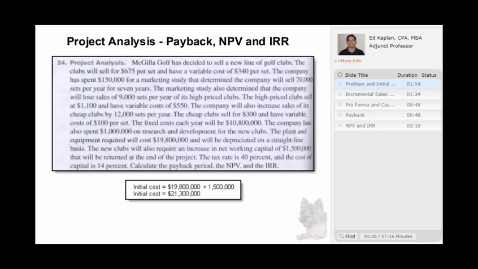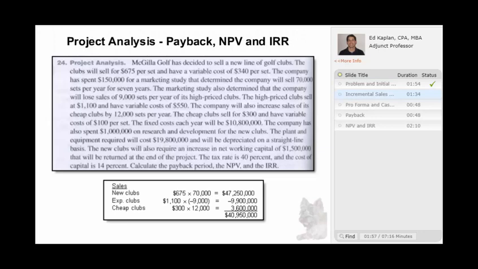First, let's determine the initial cost. And we need to recognize that the R&D and the marketing cost are both sunk costs, and so those get ignored. With project analysis and capital budgeting, we're interested in the incremental costs going forward. So we need to consider the $19.8 million that we've spent plus the $1.5 million, and that gives us an initial cost of $21.3 million.